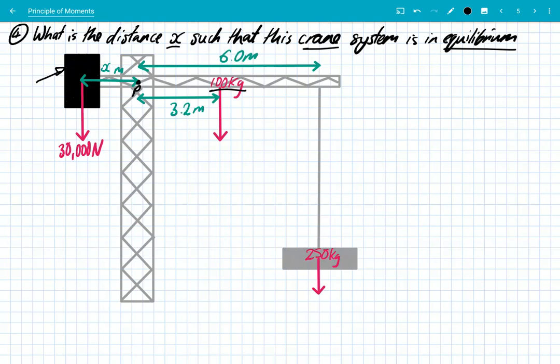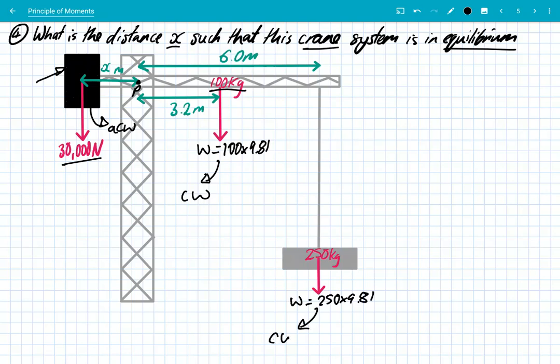Here's our pivot P. So we've got this one as a weight, and that one's going to be an anti-clockwise moment. The weight is going to be 100 times 9.81, or 100 G, and that's going to be a clockwise moment. And the steel girder has got a weight of 250 times 9.81, and that is also going to be a clockwise moment. And we want to know what's this distance x. So as always, we use our principle of moments, where the sum of the anti-clockwise is equal to the sum of the clockwise moments.